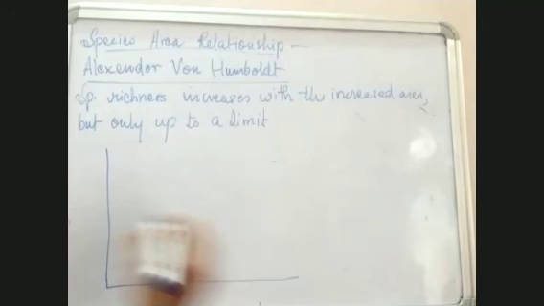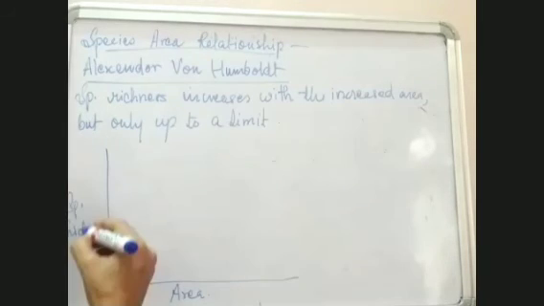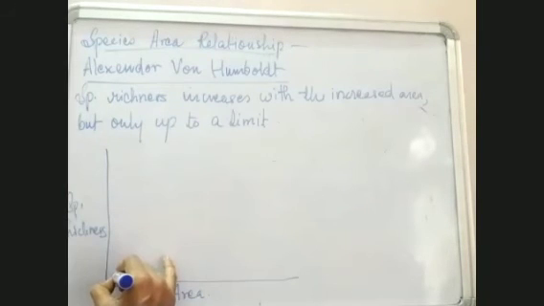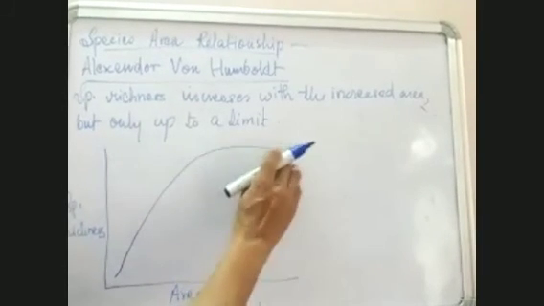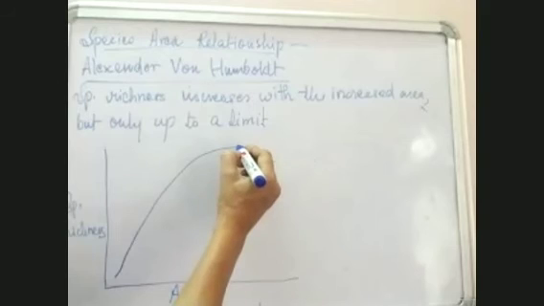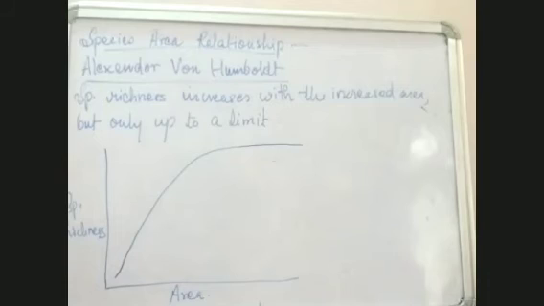Here species richness, and here area. Now, when he made a graph on the basis of species richness and area, it came to be a rectangular hyperbola, something like this. After a certain limit, the species richness does not increase, rather it remains the same.